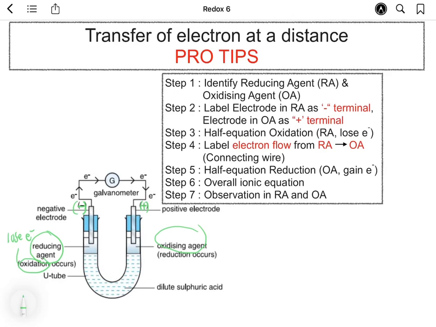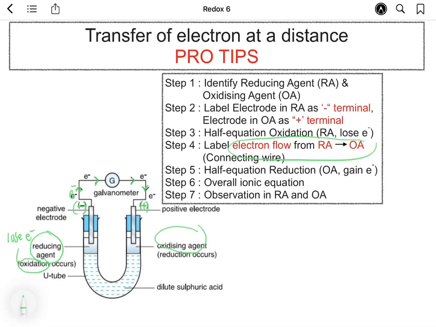Now, the electron lost by reducing agent will flow through the external circuit through connecting wire. And step 4, we need to label the electron flow from RA to OA. And remember to always label the electron flow in the wire and label e-. Next, the electron will be accepted by the positive electrode and then accepted by the oxidizing agent. When this oxidizing agent accepts the electron, the oxidizing agent will undergo reduction. And next, we will write the half equation of reduction.